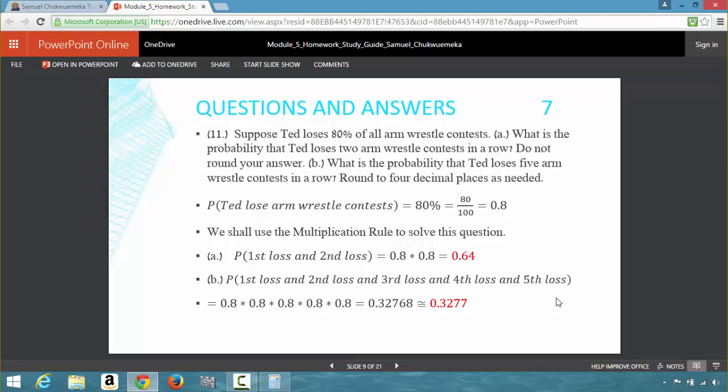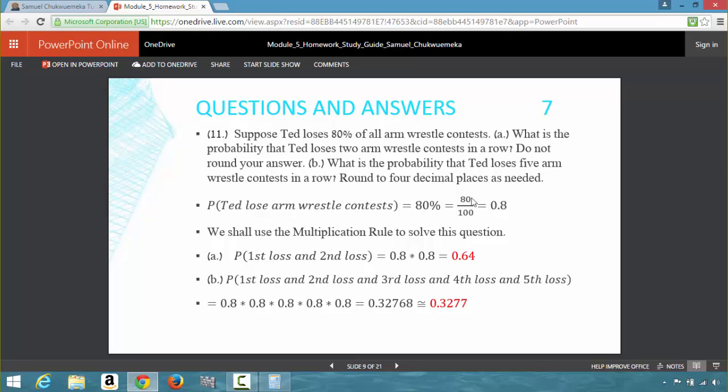Question 11. Suppose Ted loses 80% of all arm wrestle contests. Do you arm wrestle? What is the probability that Ted loses 2 arm wrestle contests in a row? Do not round your answer. For B, what is the probability that Ted loses 5 arm wrestle contests in a row? For the B part, round your answer to 4 decimal places as needed.